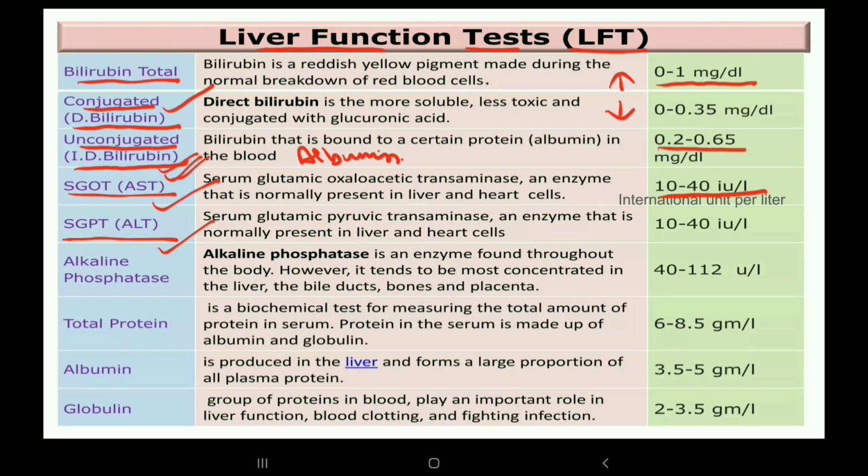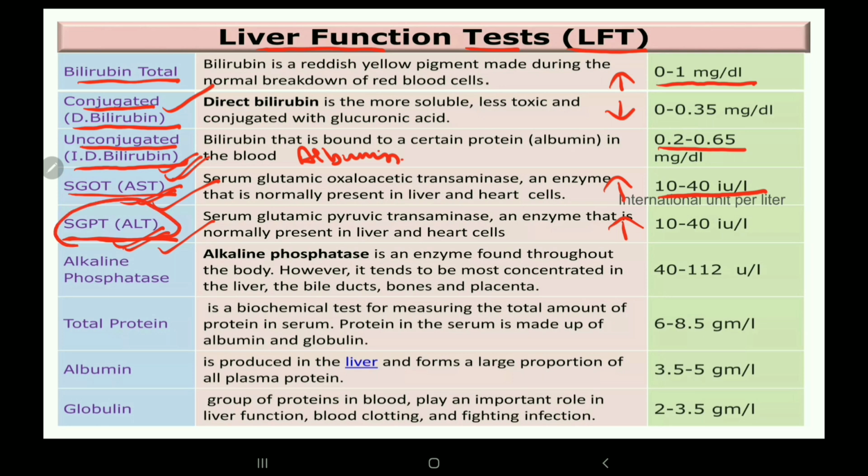Specifically, SGOT and SGPT, which are also known as AST and ALT. So, when the liver is damaged, these enzymes leak into the bloodstream, causing elevated levels of SGOT and SGPT. Now, the point to be noted here is that SGOT is also found in kidneys, muscles, heart, and even the brain, whereas SGPT is specifically found in the liver.